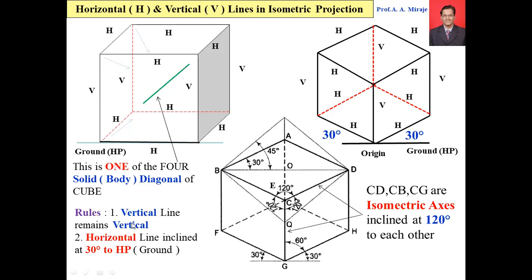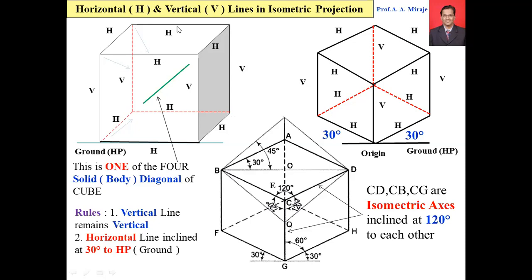So these four vertical lines remain vertical in the isometric. The first rule says that all the vertical lines in the 2-dimensional diagram which is given to you, you have to point out which are vertical lines. So all the vertical lines remain vertical here. So 1, 2, 3, and 4. These are vertical. And then previously I talked about the horizontal lines.